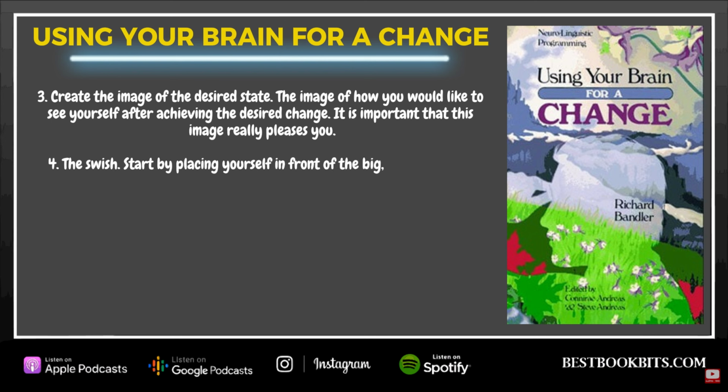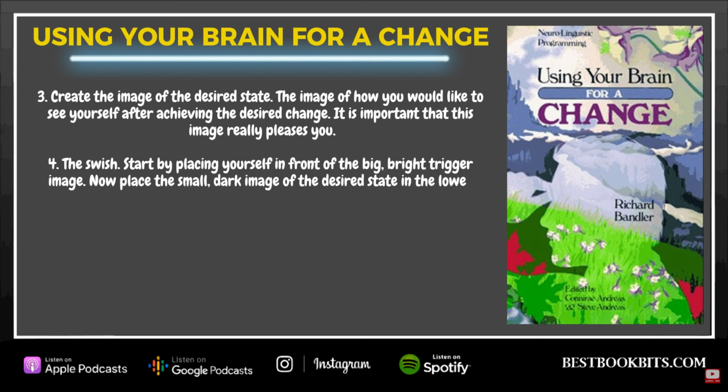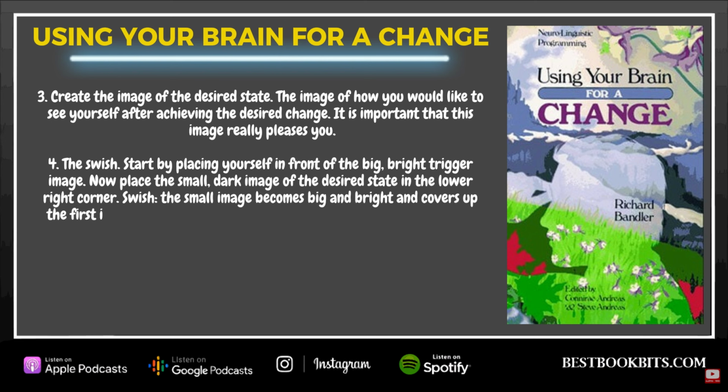Start by placing yourself in front of a big, bright trigger image. Now place the small, dark image of the desired state in the lower right corner. Swish. The small image becomes big and bright and covers up the first image that gets darker and shrinks as fast as you say the word swish.